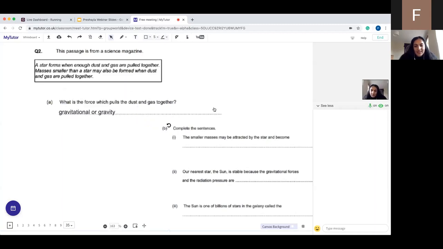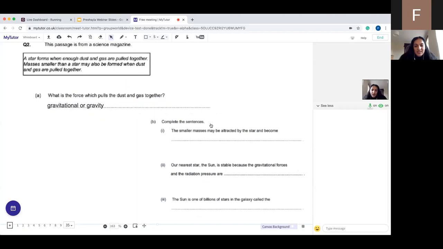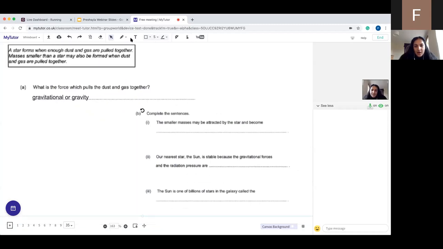Okay, and then complete the sentences. The smaller masses may be attracted by the star and become what? So they may become planets.